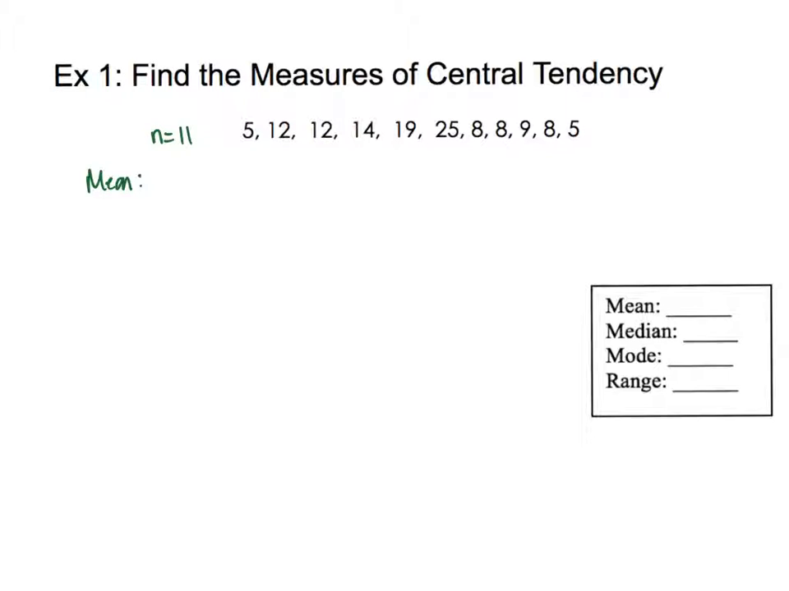So I'm going to recycle what I used to make this a little bit more organized when I'm writing. So we have 11 terms. And we want to find the total sum of the numbers divided by the total amount of numbers.